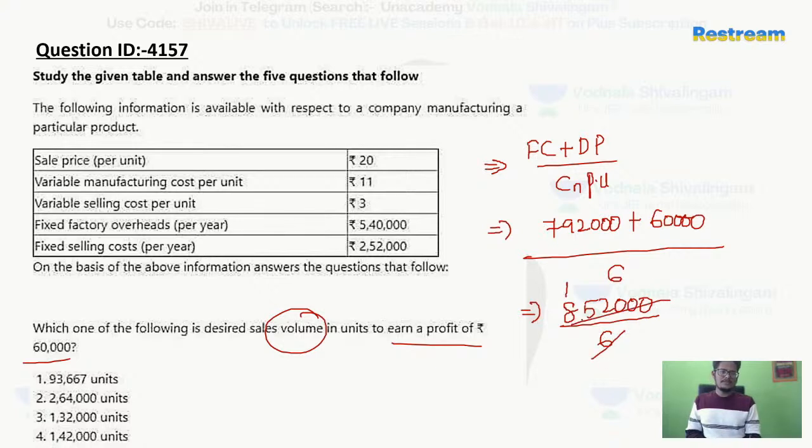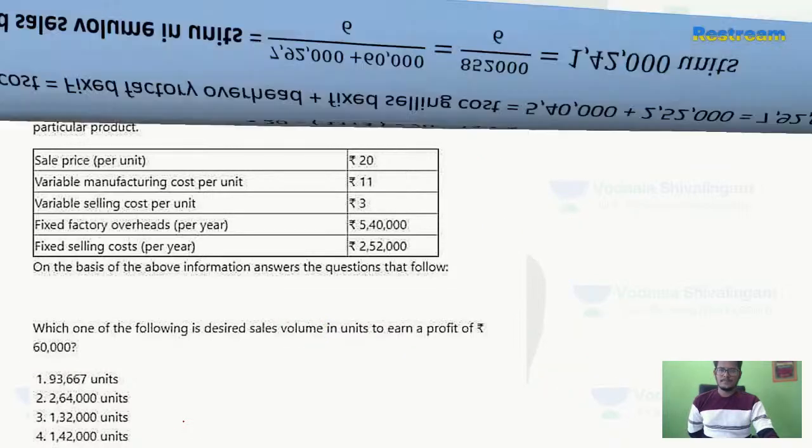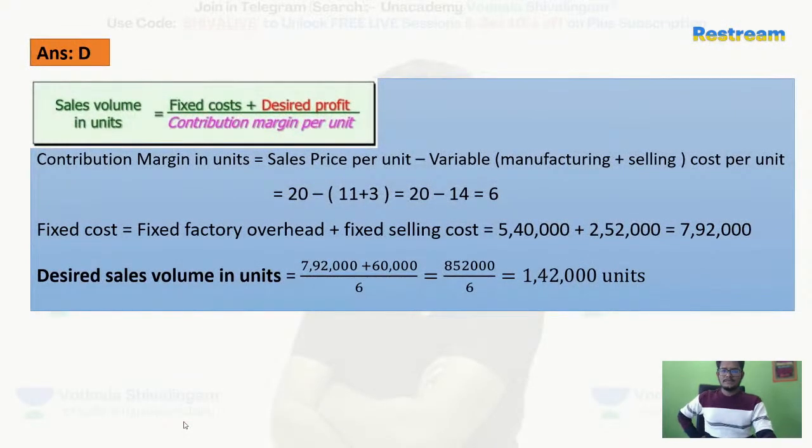So 6 ones are 6, 6 fours are 24, 6 twos are 12. The answer is 1,42,000 units. Option D is the correct answer. Yes. Next.